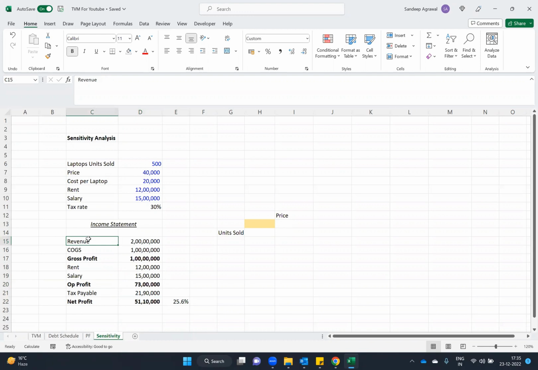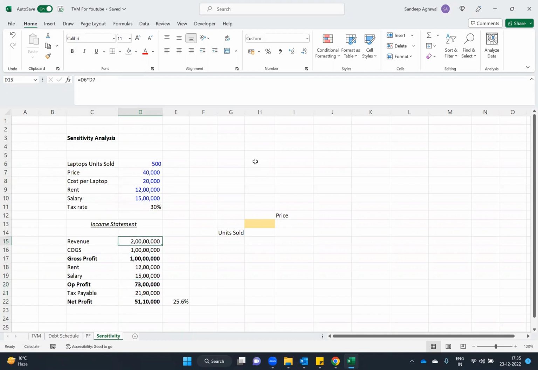So, we have built these revenues with some input data that we had, which is, if I talk about revenue, this year we sold 500 laptops at a price of 40,000, and cost of each laptop was 20,000, and there was some rent and salary expenses, and finally the tax expenses that we had. So with the help of this data, we have calculated all the numbers here and build a simple income statement for you.